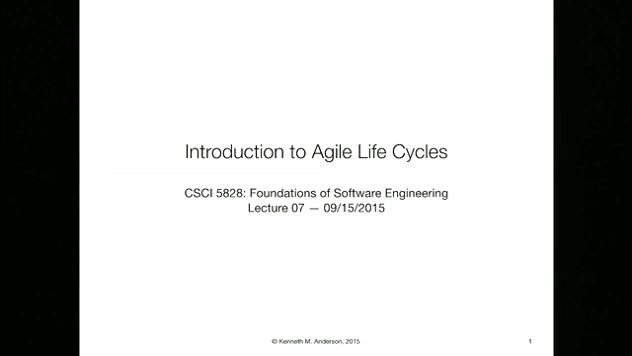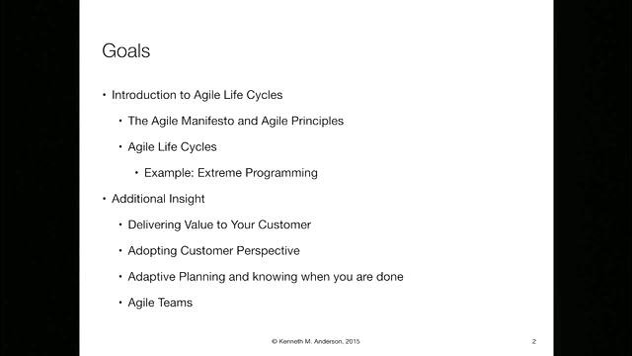Now we're going to talk about the Agile response to traditional software life cycles. So we'll go through the Agile Manifesto and some of the principles. We'll look at the Agile life cycles. I'll list off a bunch of them and then give you an example of one called extreme programming. And then I'll go on to some additional insight: delivering value to your customer, adopting a customer perspective, adaptive planning, etc. And a lot of this material was culled from previous instances of this class, where I just kind of borrowed material from slides that I gave back in 2012 and some in 2014 and the like.